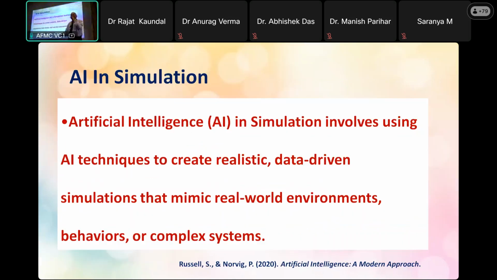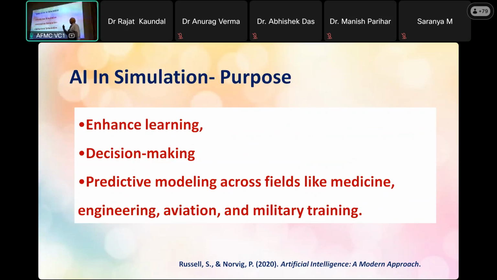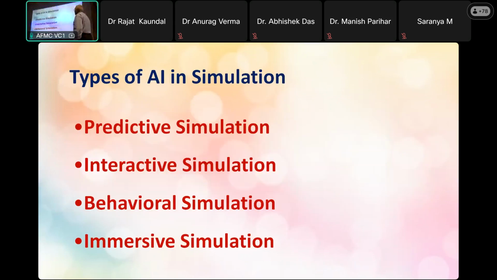Now, when you talk about AI in simulation, it involves using AI techniques to create realistic, data-driven simulations which mimic the real world. Basically AI has four purposes. Enhance learning, decision making, and predictive modeling across fields like medicine, engineering, aviation, and military training. When you look at AI in simulation, there are various kinds of simulations. One is predictive simulation. Second is interactive simulation. Third is behavioral simulation. And fourth is immersive simulation.